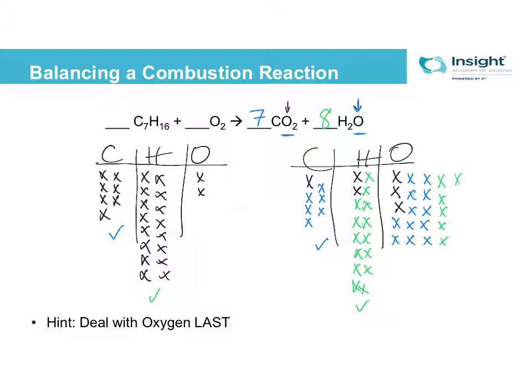And now I can fix my oxygen issue. All right, so I've got 22 on the product side, 2 on the reactant side. If I put an 11 out front, that's going to give me 22 over here. All right. So that is my advice to you if you have to balance a combustion reaction. Fix carbon and hydrogen first, deal with oxygen last.